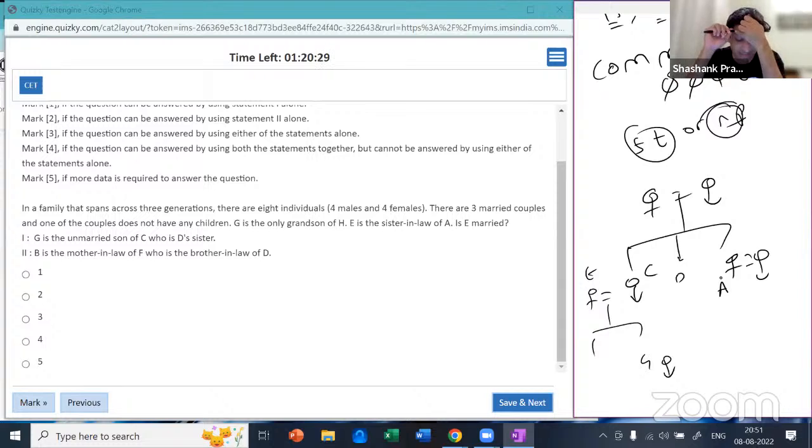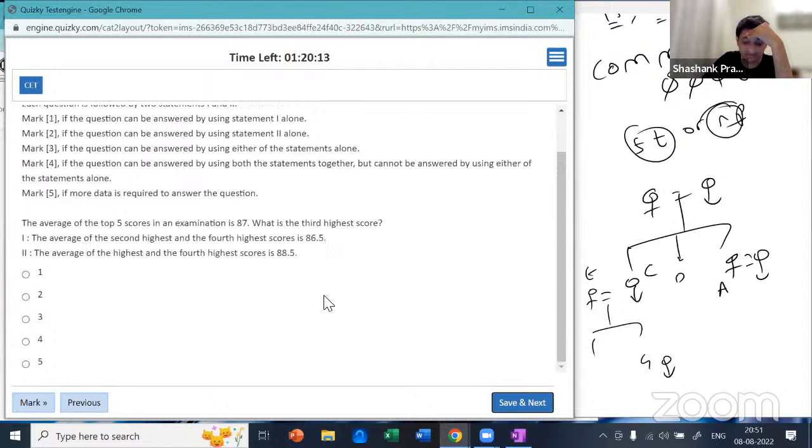Okay, let's see. B is the mother-in-law of F. Doesn't matter. Who is the brother-in-law of D? F is the brother-in-law of D. I don't know. I will probably go for both statements are required. I don't know. I'm just guessing this. This is a random guess.